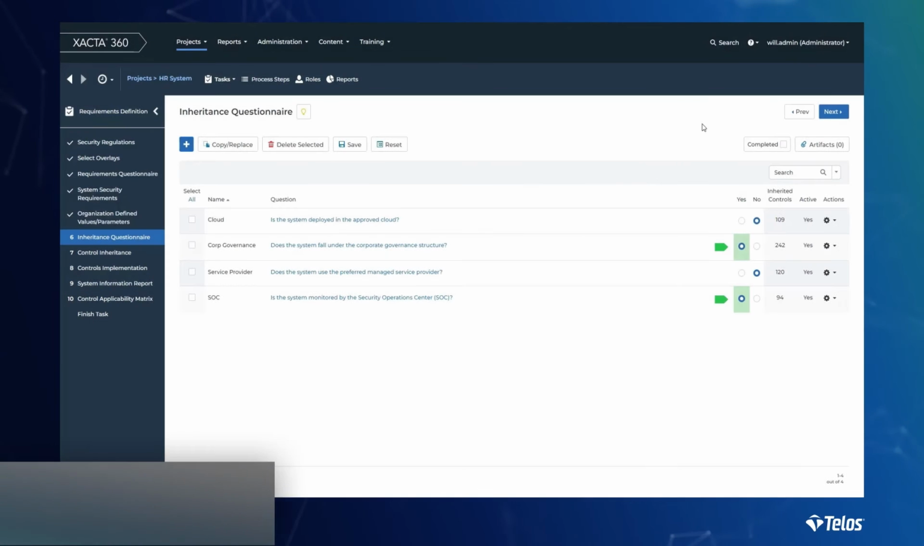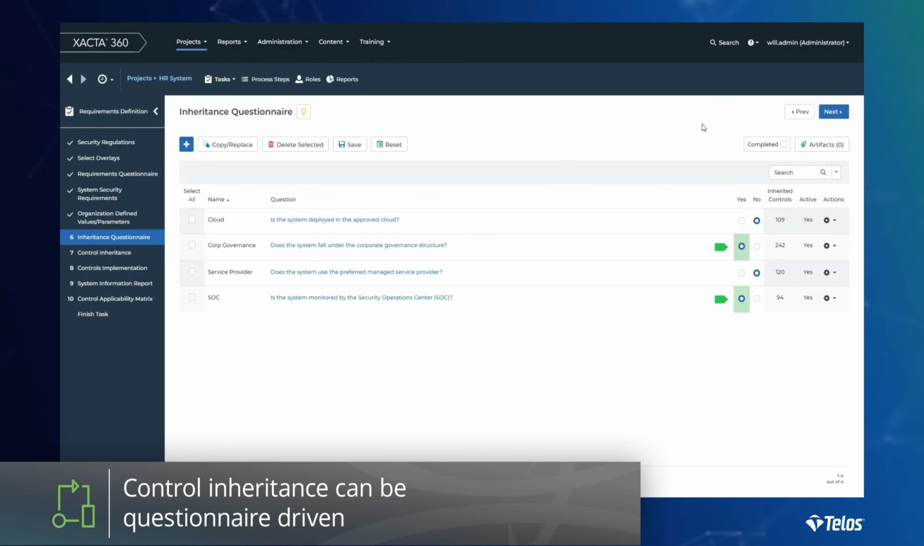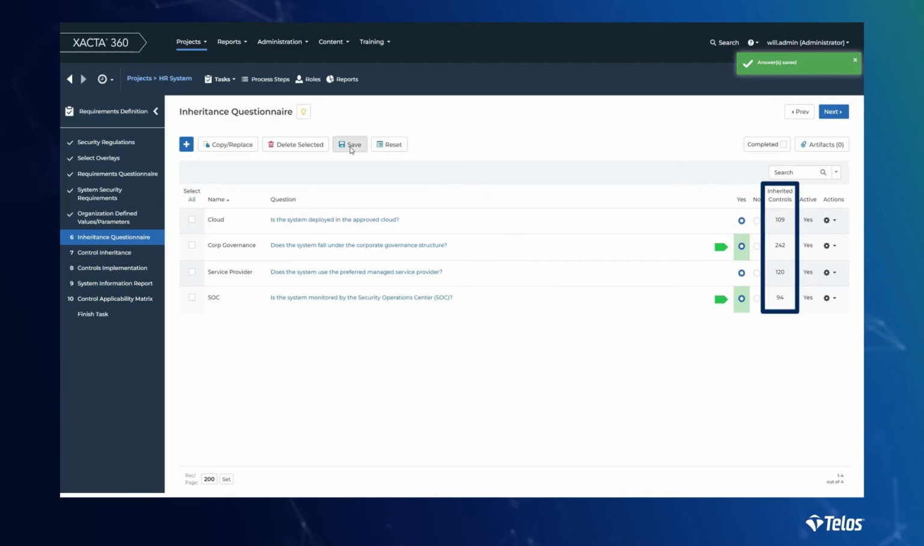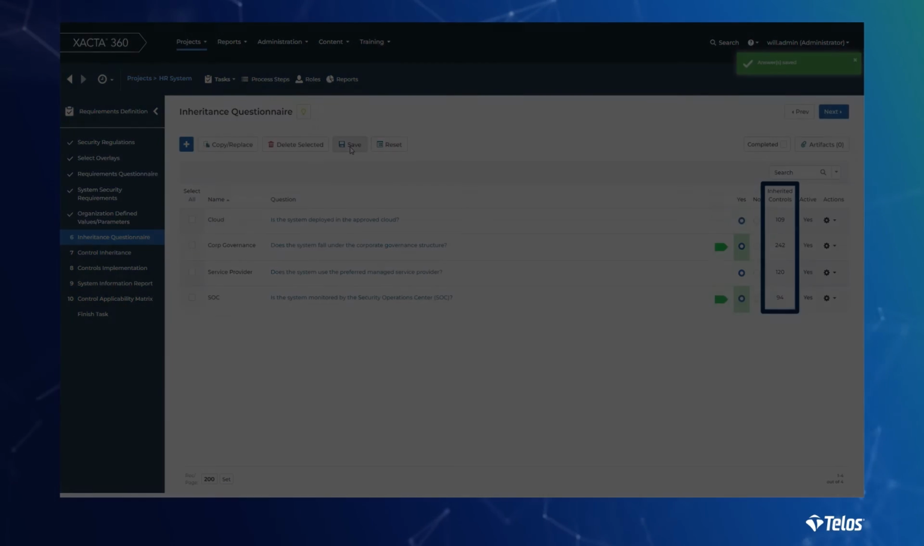Inheritance is powerful. However, reconciling all of those inheritance relationships can be confusing and very time-consuming. Xacta's questionnaire-driven inheritance feature makes for a better user experience, increasing accuracy and reducing time spent identifying control relationships. All of this is done through a plain language question. Simply answer the questions presented and automatically inherit hundreds of security controls provided within or outside of your organization.